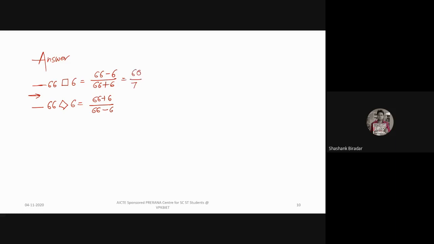This is 60 upon 72, which is 5 by 6. This is 72 upon 60, which is 6 by 5. What we have to do with 66, this symbol 6, is regarding the multiplication. So 5 by 6 multiplied by, sorry, I went wrong here, this would be 6 by 5. So 6 by 5, this is 1. So the simple answer is 1.